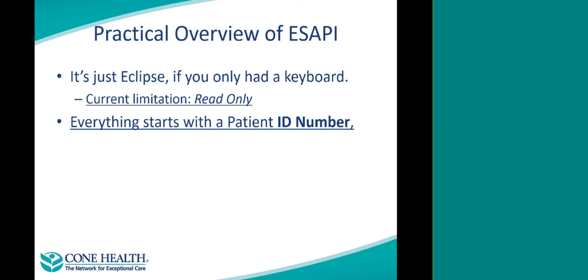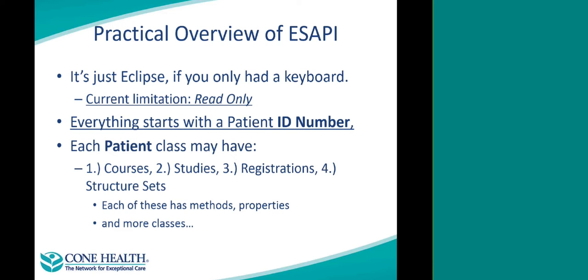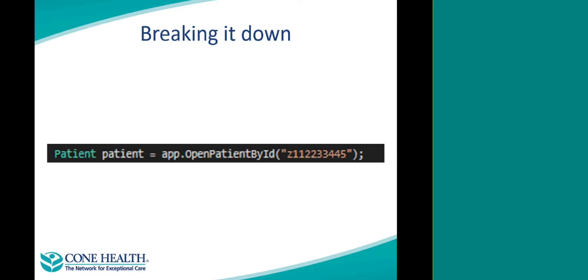Everything starts with an ID number in Eclipse scripting. So you use the ID number to call the patient up and get started. So each patient then sort of cascades down and has courses, studies, registrations, structure sets. You know all of this from working in Eclipse on a daily basis, that it filters out into different areas, and Eclipse is designed to mimic that in the background.